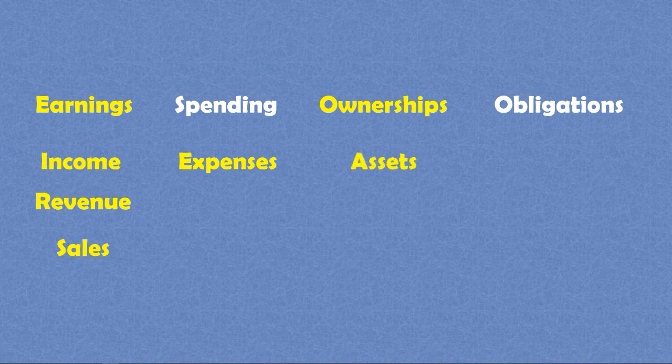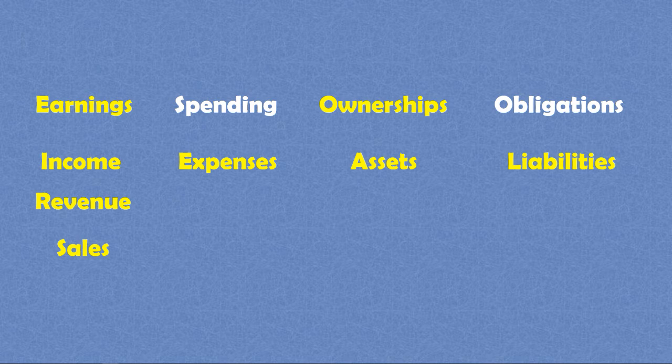For ownerships, we refer to all the valuables that we own as assets. So all the valuables that you own, for example, property, motor vehicles, bank balances, and any other thing that is valuable and you own, will be referred to by one word, and that is asset. And finally, the obligations that we have towards others, the money that we have to pay to others, are called liabilities. So these are the four professional terminologies that we are going to use.